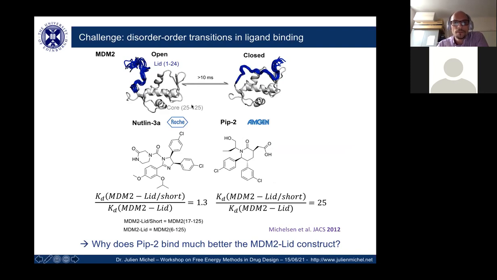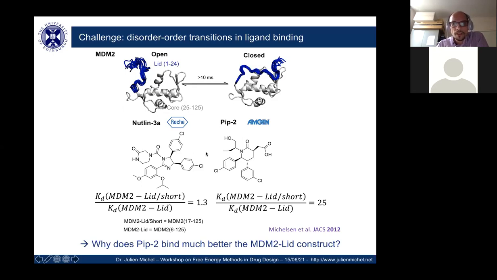So the MDM2 protein here, the N-terminal domain, has two parts really for the purpose of this talk. A somewhat structured core region and a very flexible, intrinsically disordered lid region here that in apo state can fluctuate between open and closed states.